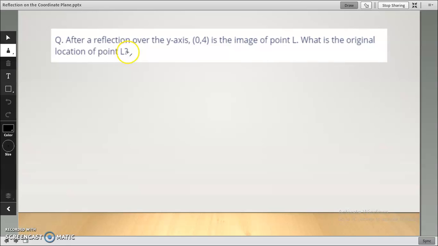All right, it says after reflection over the y-axis, (0, 4) is the image of point L. What is the original location? So again, I have my graph here. My axis is here. This is the y-axis. (0, 4) is right here.